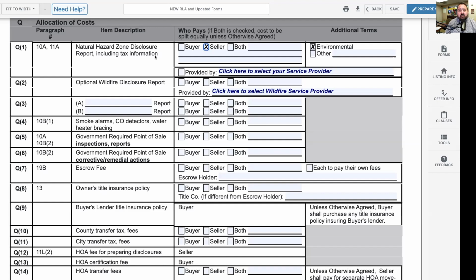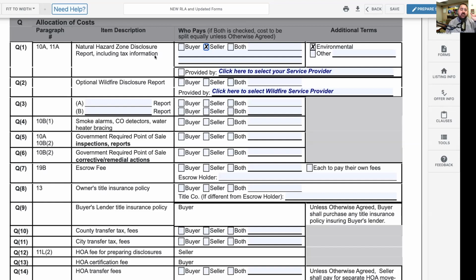If your seller refuses to pay for it, you just leave it as seller is going to pay for it, and then you credit it. You pay for it out of your commission, or you pay for it out of your pocket. I'm telling you, it's a much better choice than letting the buyer pay for it. So let's leave it at the seller's paying for it, the seller's providing it. That's how it's going to be.